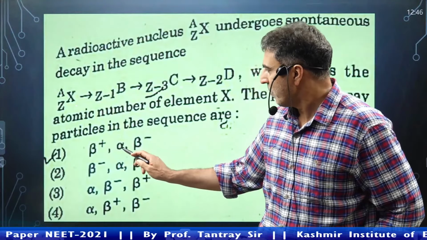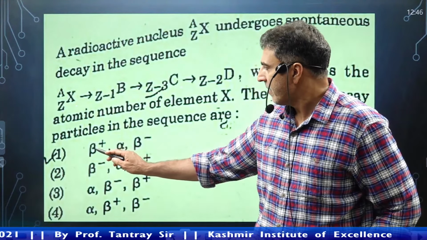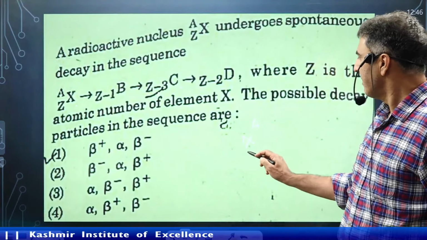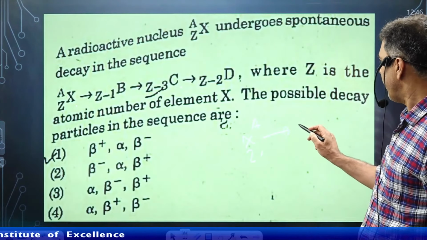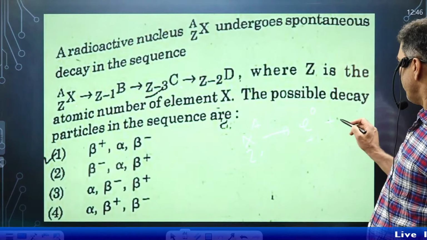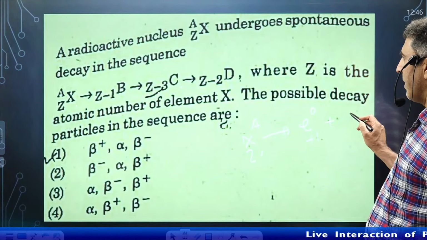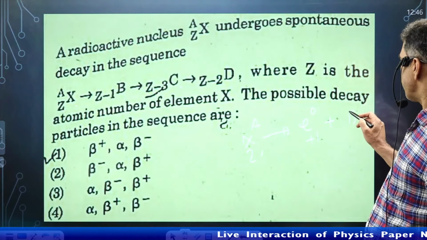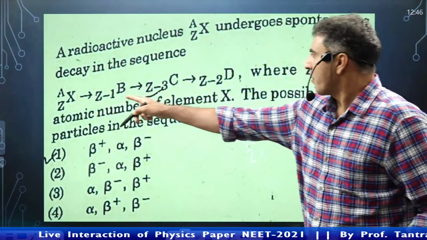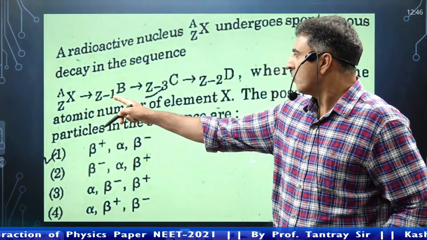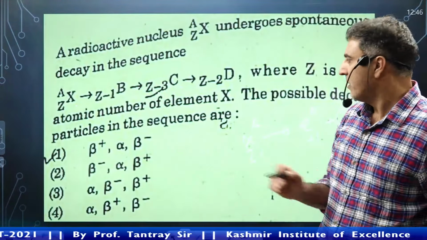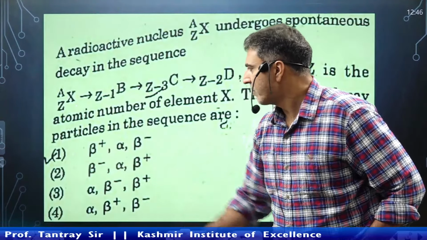First is one positive charge, then 2 positives, because alpha has 2 positives and the first is only 1 positive. So first is the answer. So X with A and Z, when it emits a positive electron, 0 plus 1, the resulting nucleus will be B, that is A, Z minus 1. So this is the product. But here again it emits 2 positives to become this C. 2 positives means alpha, because alpha has 2 positive charges. So this is the right choice. First is the answer.